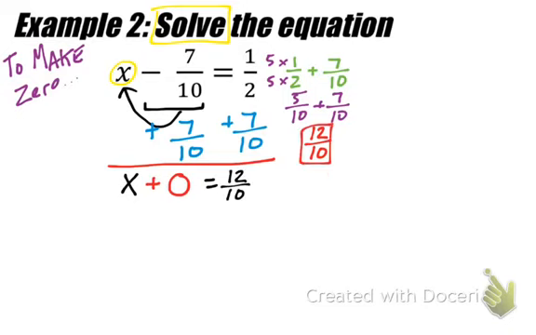and we can write that back into our equation. So we know that we don't have to write the 0 down. We just have our value of x equals 12 over 10.